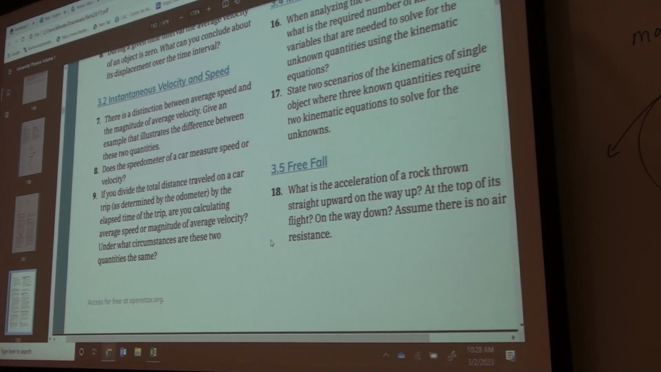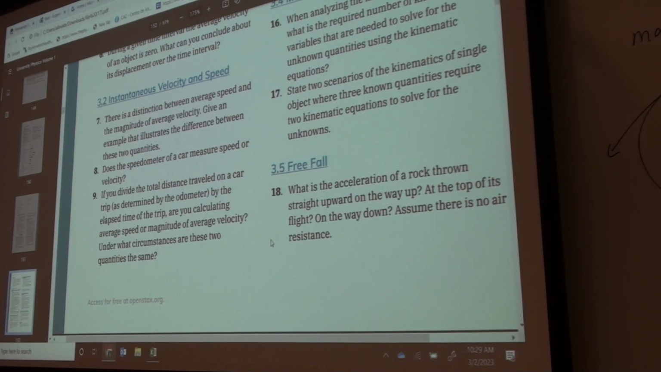Now, I throw the pen up in the air, and the problem is asking, what is the acceleration when the pen is going up? Wouldn't it just be 9.8? 9.8, exactly. What is the acceleration when it's at the top? 0? 9.8. Still 9.8, even when it's not accelerating anymore?